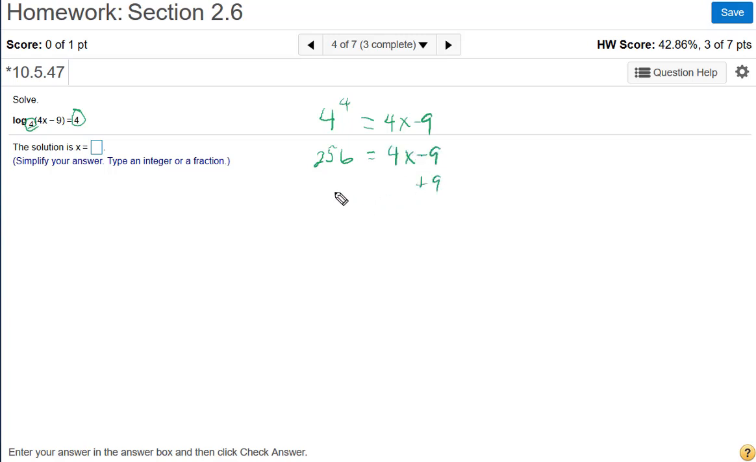And we add 9 to both sides. And we get 4x equals 265. We divide both sides by 4, and we get x equals, and we can type that into our calculator. However, notice in the instructions, we're to enter our answer as a fraction or an integer, and the fraction would indeed be 265 over 4. Just what we got when we divided it.